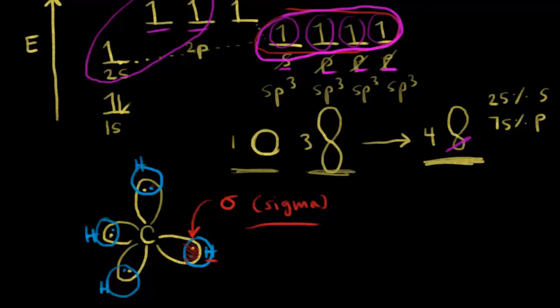And this happens 3 more times in the methane molecule. So here's a head-on overlap, here's a head-on overlap, and here's a head-on overlap. And so we have a total of 4 sigma bonds in the methane molecule. So instead of saying a single bond now, we're saying it can also be called a sigma bond, so this head-on overlap.